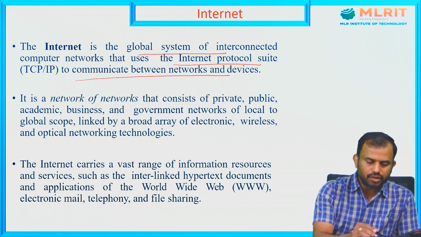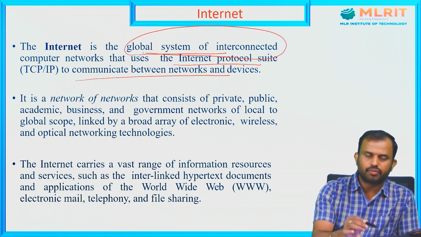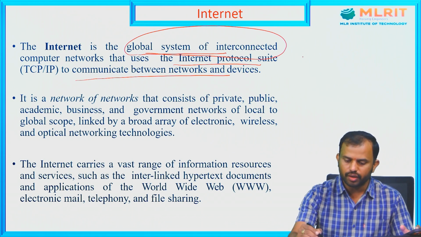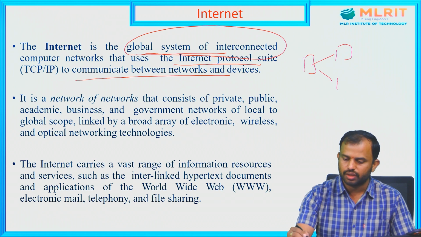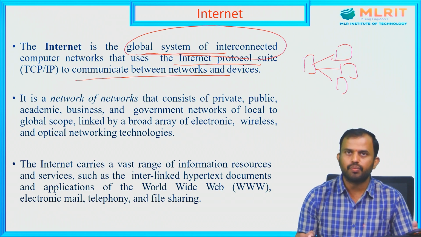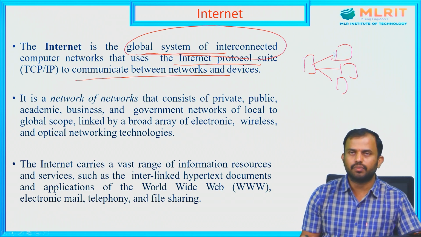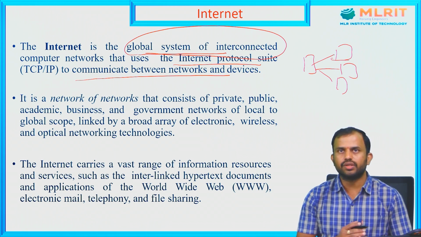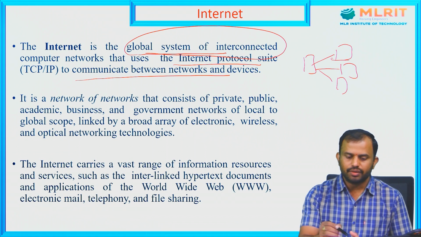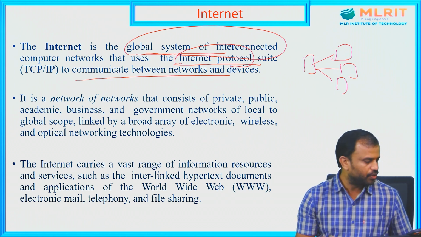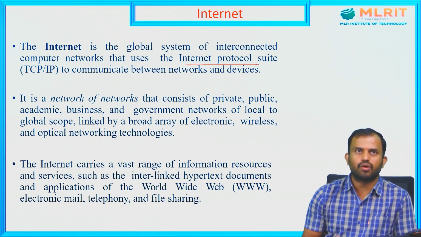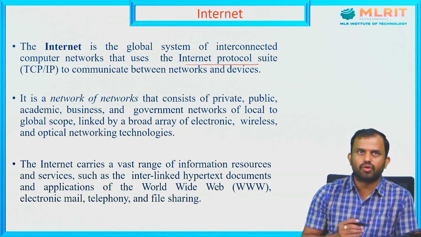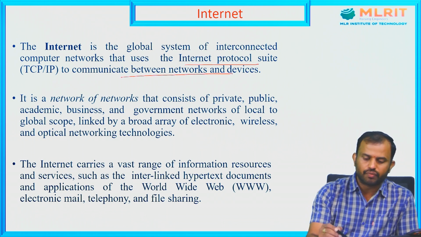So the internet is a global system of interconnected computers. Previously we discussed one-to-one connections or one-to-many connections. Here, with the internet, the connection can be between a single computer, one-to-one, or one-to-many computers. While these computers communicate, we use the internet protocol suite, which means the IP suite. With the help of this suite, the Transmission Control Protocol and IP, we are able to communicate between devices.